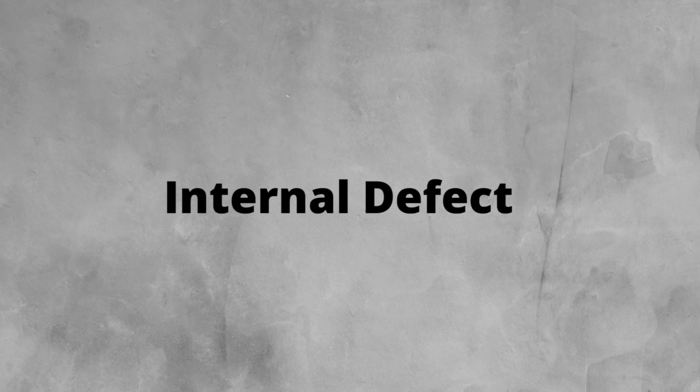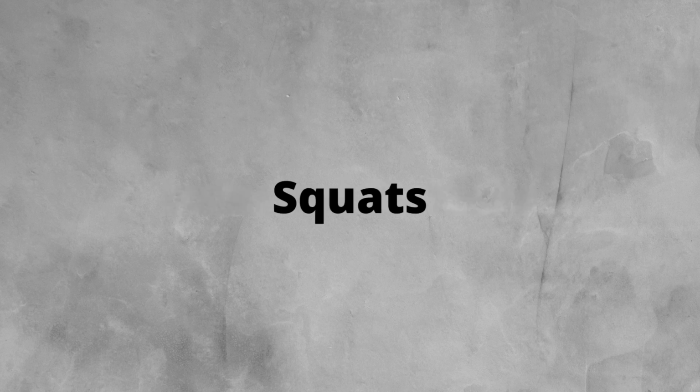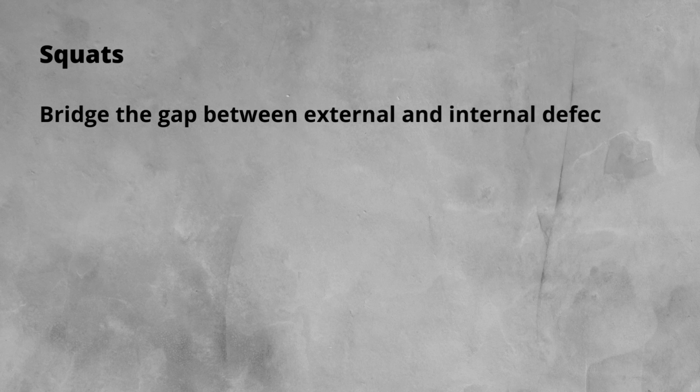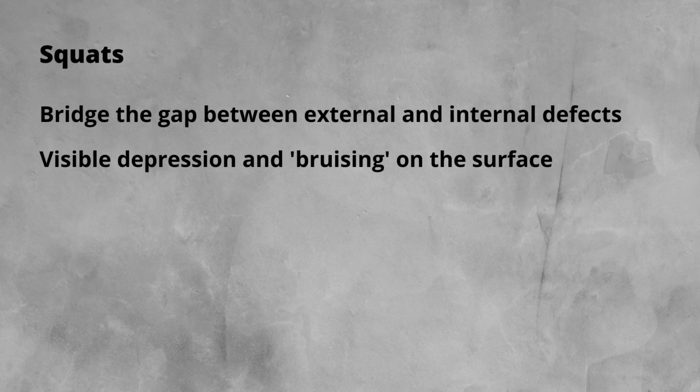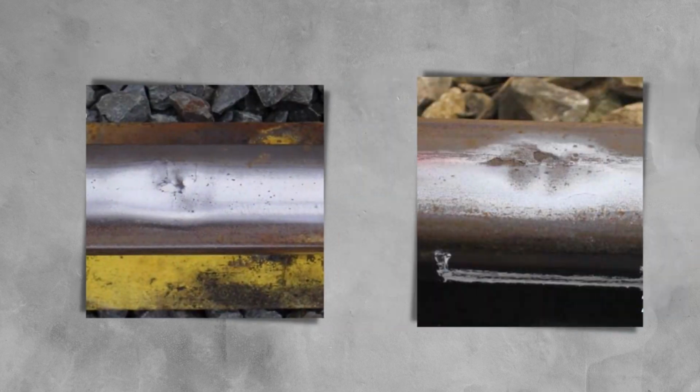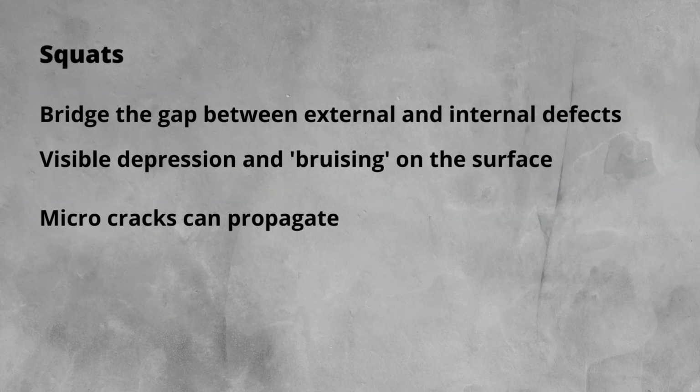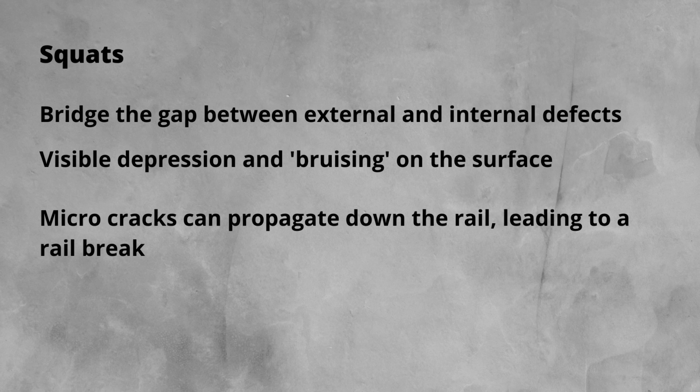So now let's look inside the rail. There are a number of different types of internal rail defect. First up, squats. Squats are probably the most common type. They bridge the gap between surface and internal defects. They are easy to spot due to the localized depression in the rail and a dark spot. They look similar to bruising on an apple. They are an issue because of the micro cracks that can propagate and lead to a rail break.